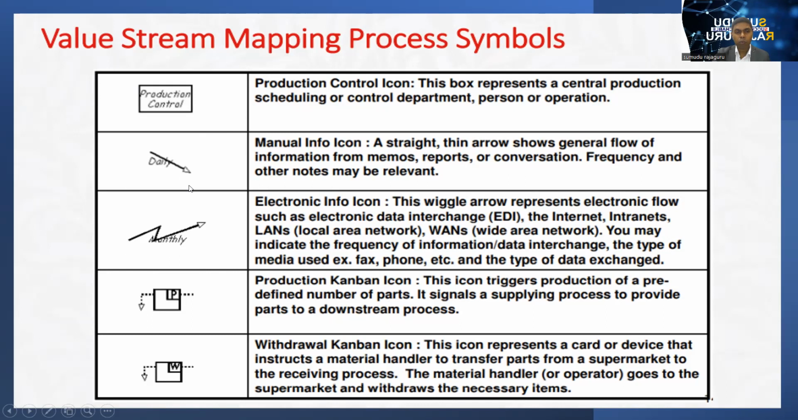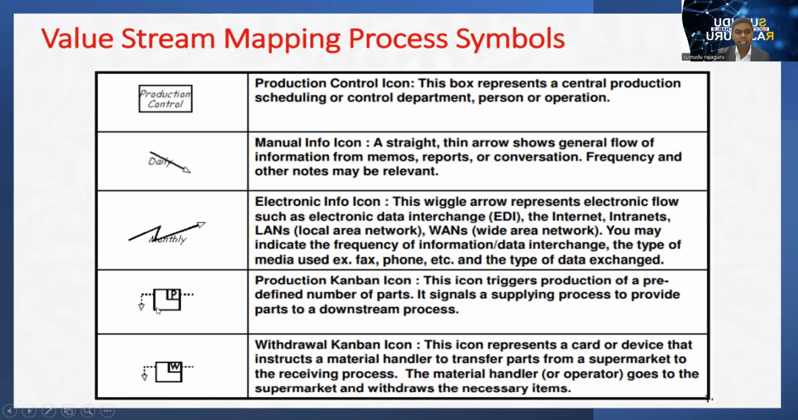This is called the manual information icon. This is called the electronic information icon. I think you can realize what the difference is. The manual one is just an arrow. When we talk about the electronic one, it is a little bit different from the manual icon. These two arrows we are using to draw the information flow.